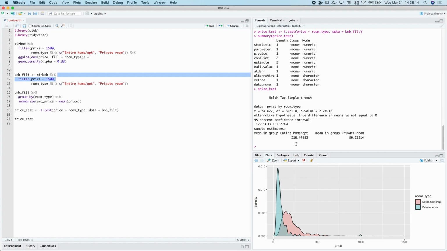So what this test is telling us is that, hey, we have a large t statistic and a very small p-value, and the averages for each group are right here. The average for entire home and apartment is 216, and the average for private room is 86. And the t-test is saying, hey, this is most likely not due to random chance, right? There seems to be a systematic difference between these two groupings in their average price, right? I hope that was helpful.